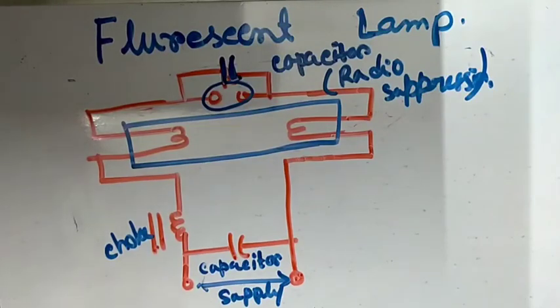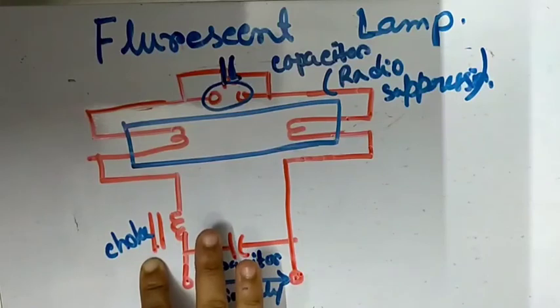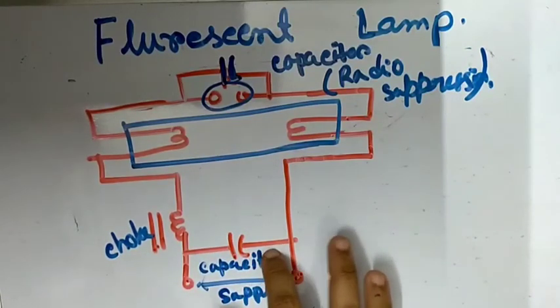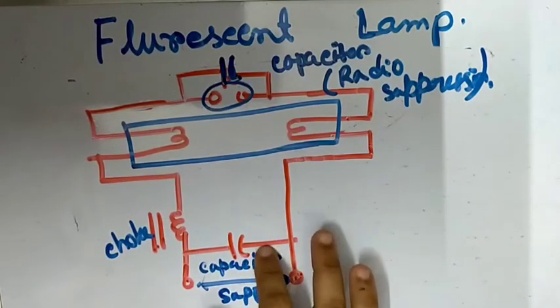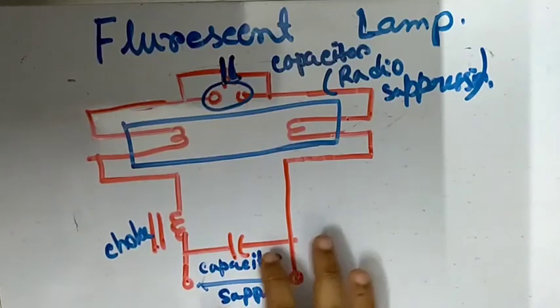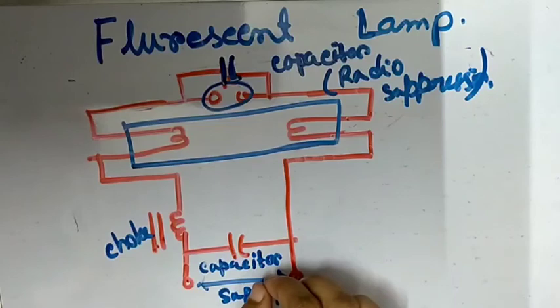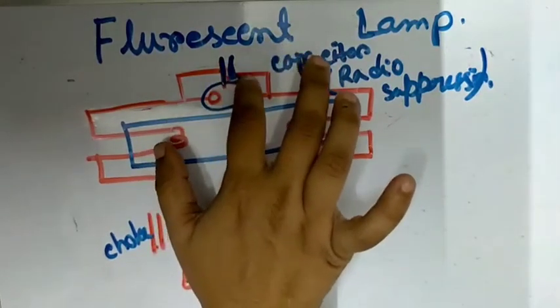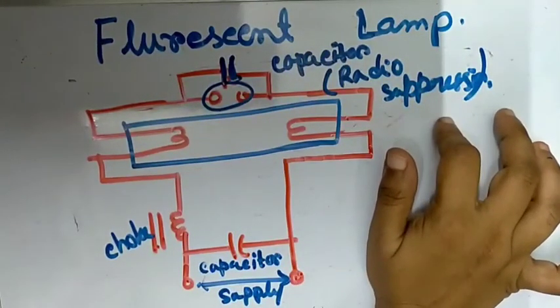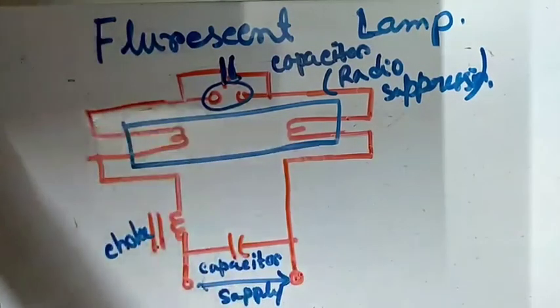A series choke for stabilizing the discharge and a shunt capacitor across the supply terminal for improvement of the power factor are used with the tube. The lagging power factor is due to the choke only, and sometimes a small capacitor of 0.05 microfarad is connected across the tube to suppress radio interference, as the tube draws non-sinusoidal current from the supply on account of the characteristics of discharge.